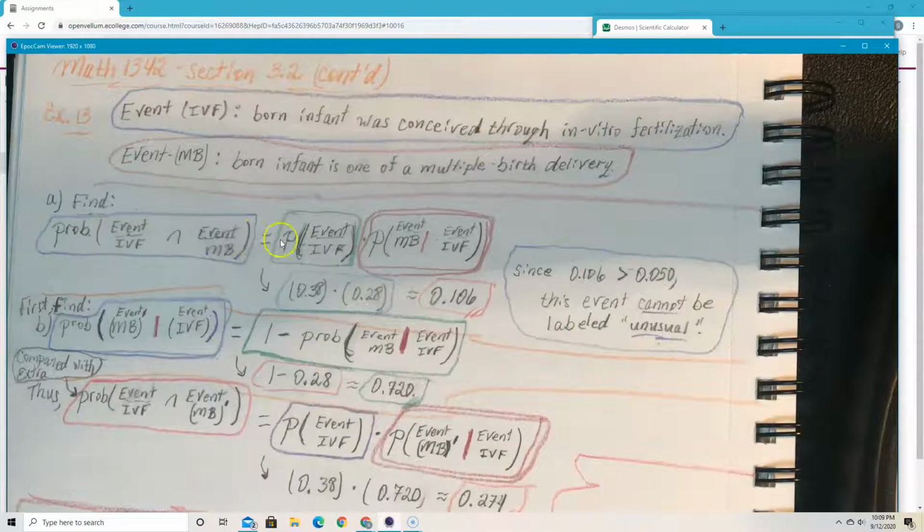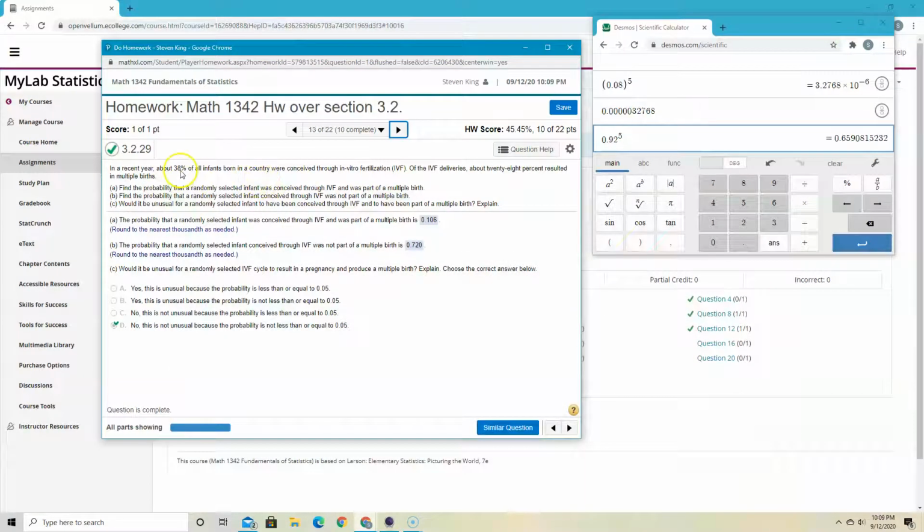So what is this probability they're asking? Well, we need to know this one. The probability that an infant born was conceived through in vitro fertilization is 38% according to the statement, so 0.38 times the probability of the second event knowing the first event occurred. 28% resulted in multiple births of those that were conceived through in vitro fertilization. 28%.